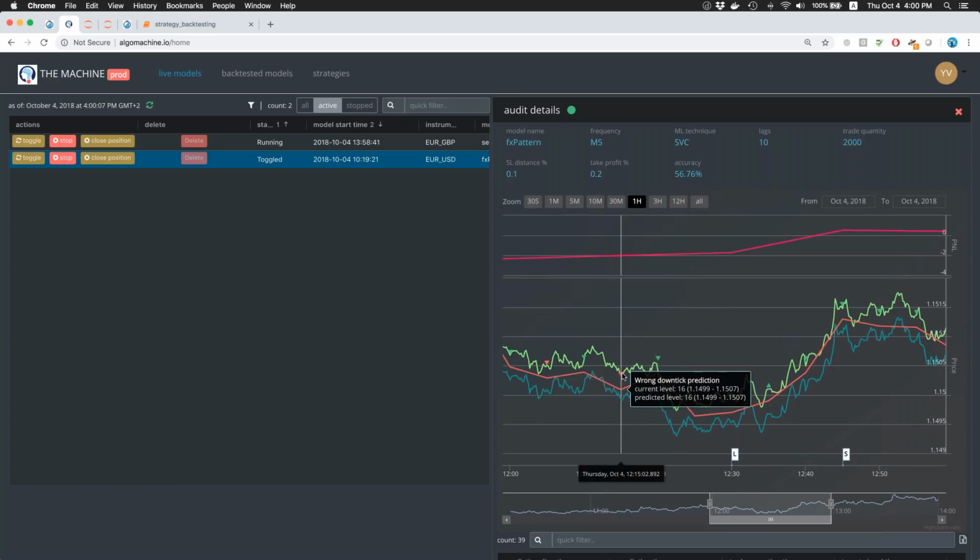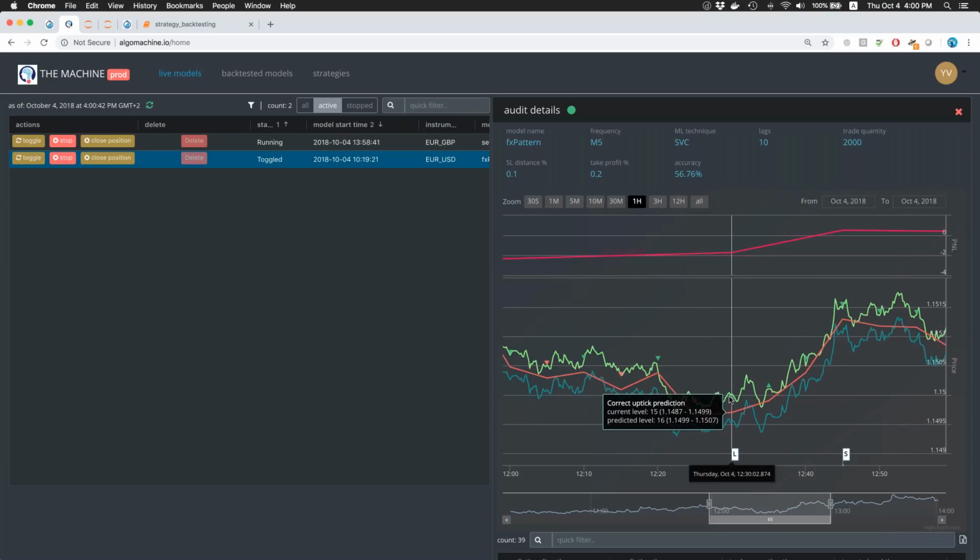This is a pattern-based trading strategy which predicts levels. It's not about going up or down, it's just indirectly about up and down. It predicts certain levels, like here a current level is 16, and it predicts maybe a level of 15 or 13, and accordingly it changes position. So here you see a wrong downtick prediction, current level 15, and it predicts a level of 14. So in that sense, you would like to be short, but it was wrong.